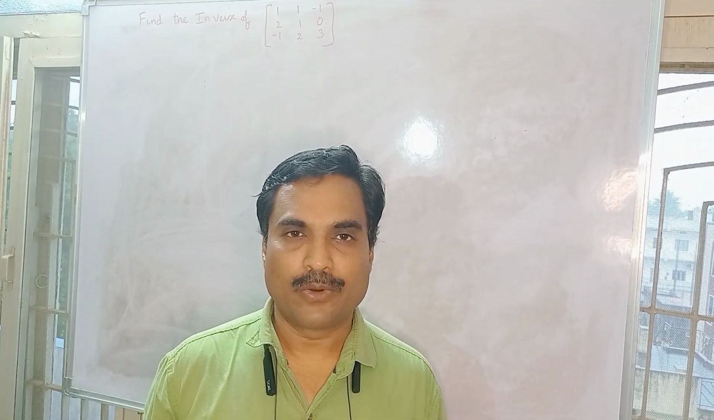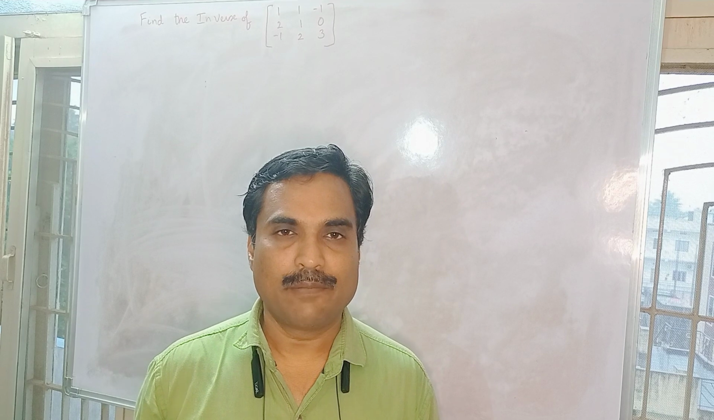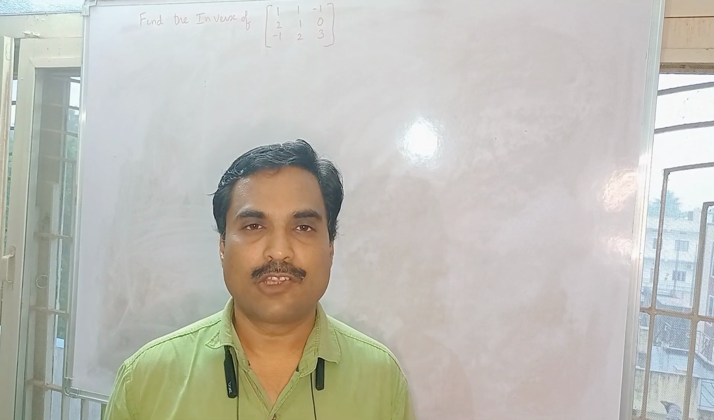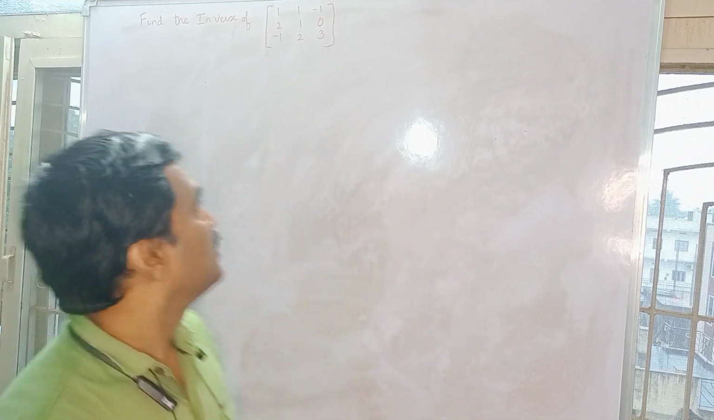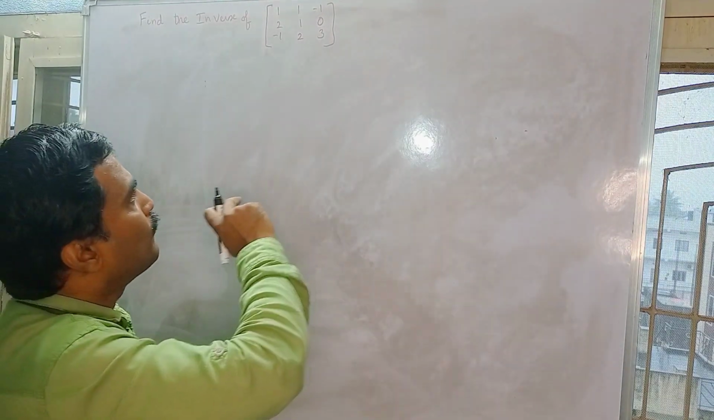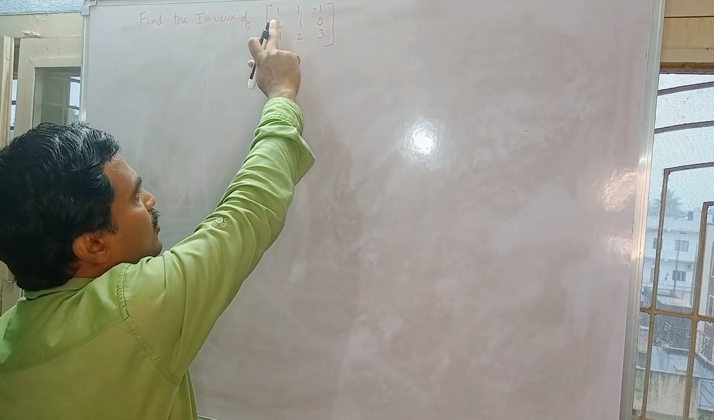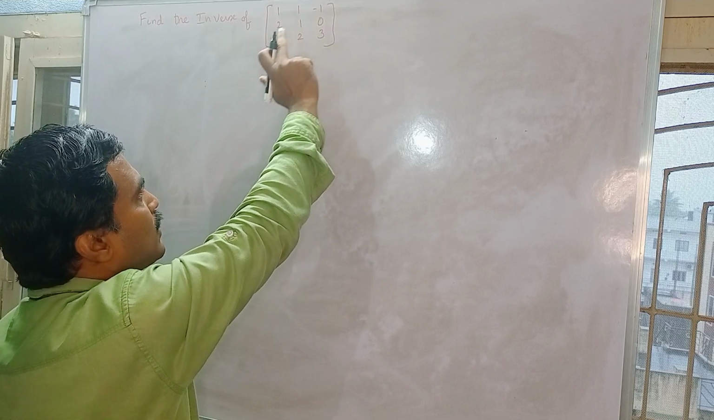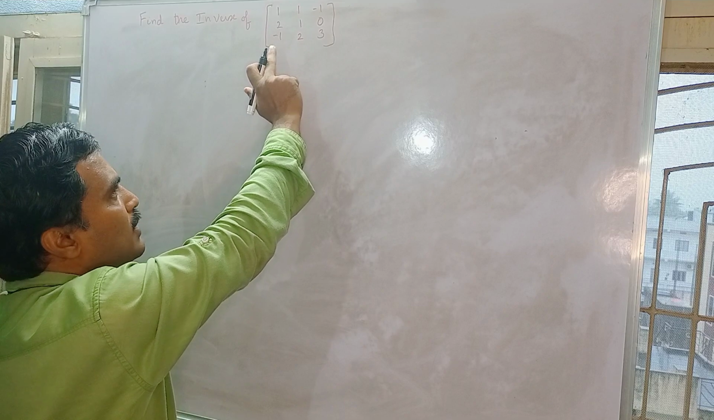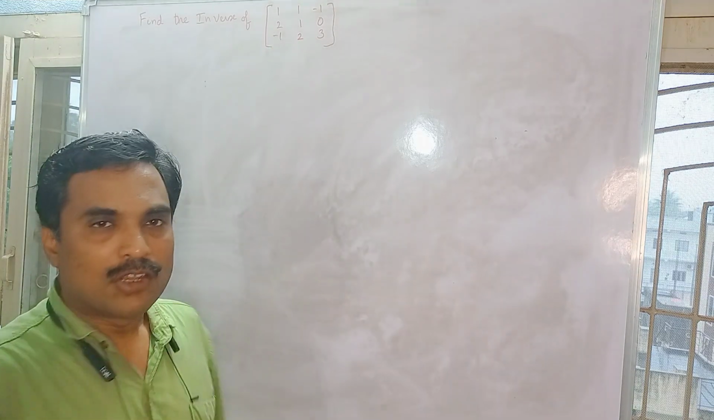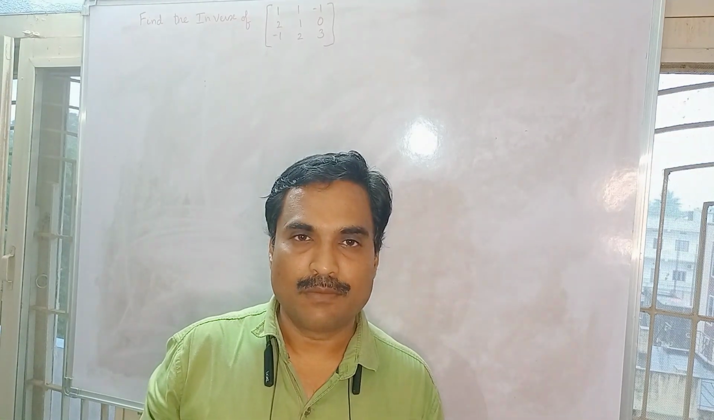In this new video, I am going to solve a mathematical problem under application of matrices and determinants. So the problem is: find the inverse of the given matrix. First row is 1, 1, minus 1, second row 2, 1, 0, third row minus 1, 2, 3. Now we have to find the inverse of this matrix.